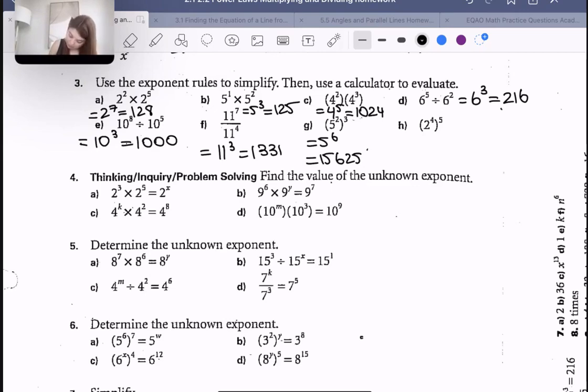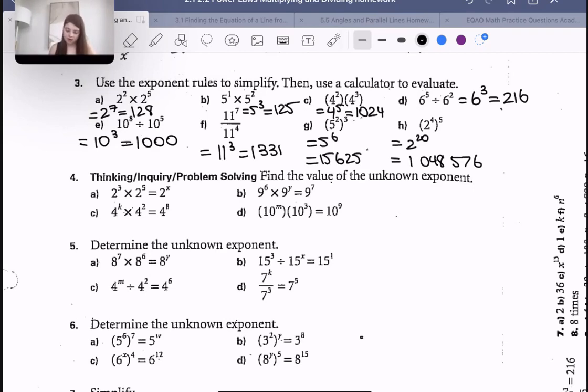And then here we have 2 to the power of 5 times 4, which is 20. So that's another big one. 2 to the power of 20 is 1,048,576. Well, that's a really big number. That's a lot. Awesome. Okay.